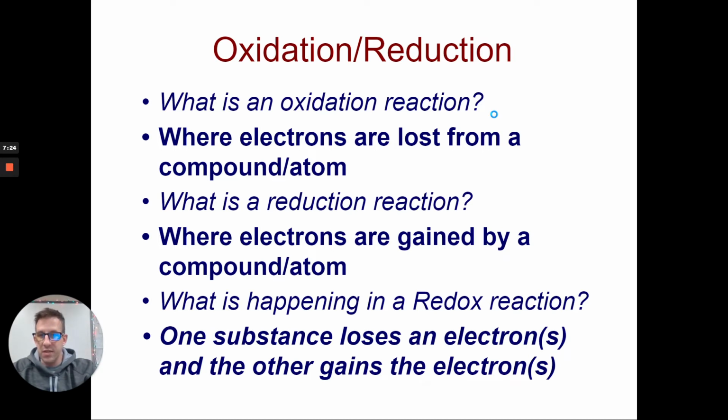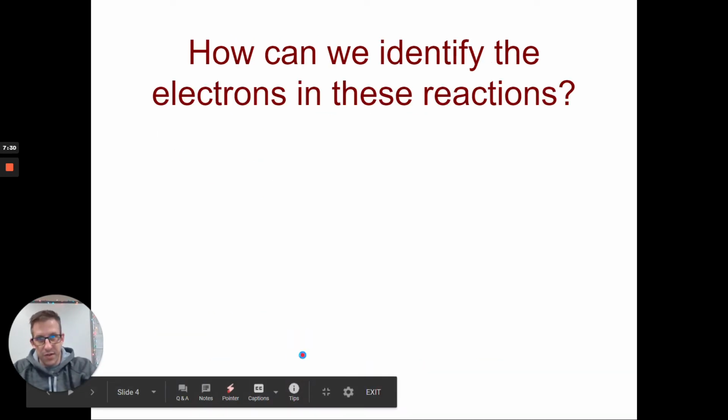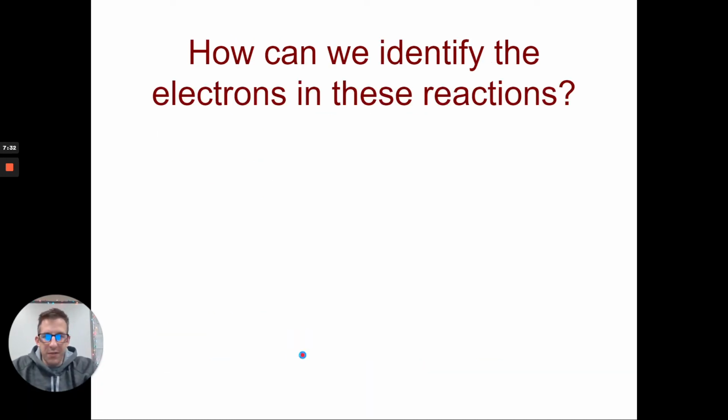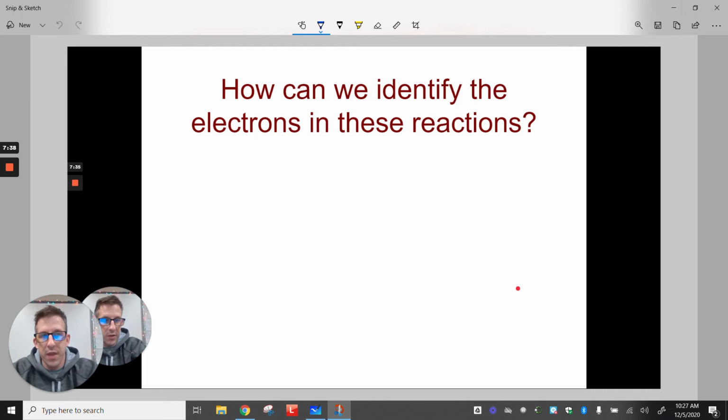One substance is going to lose those electrons that we talked about up here, and the other substance is going to gain those electrons. So how can we even identify the electrons in reactions? Okay, specifically these reactions that we're talking about in cell respiration. One of the things that I'm going to give you is a rule of thumb: you need to follow the hydrogens, okay?